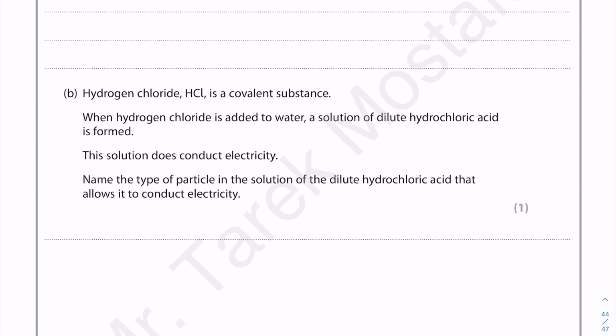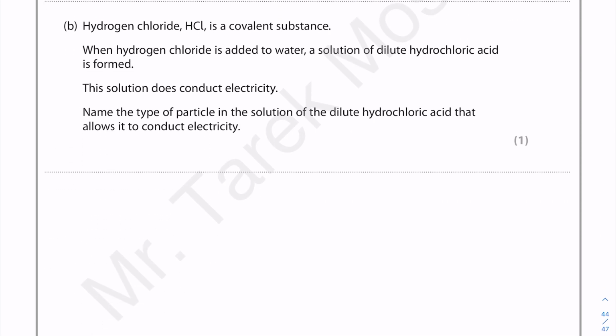Okay, question B. Hydrogen chloride is a covalent substance. When hydrogen chloride is added to water, a solution of dilute hydrochloric acid is formed. This solution conducts electricity.